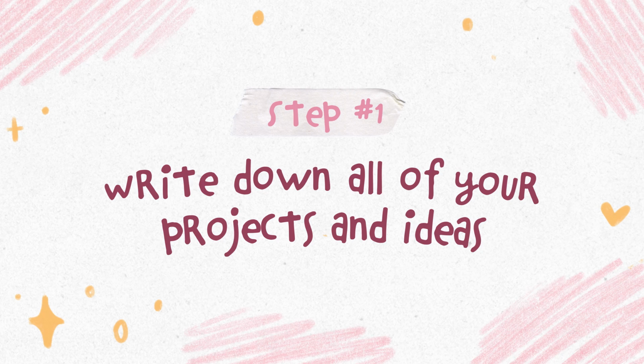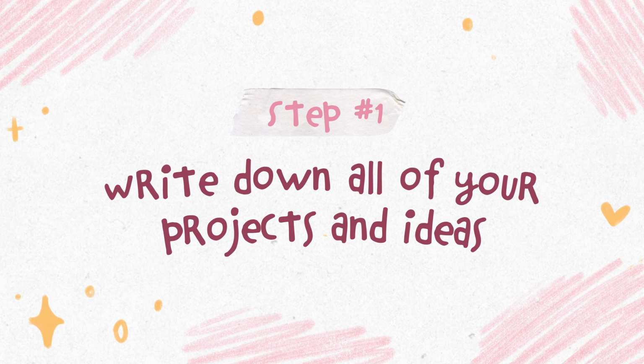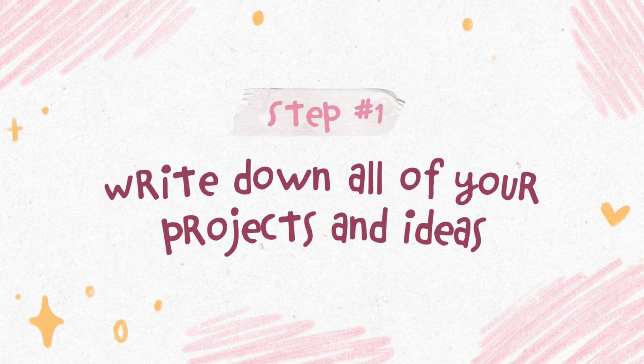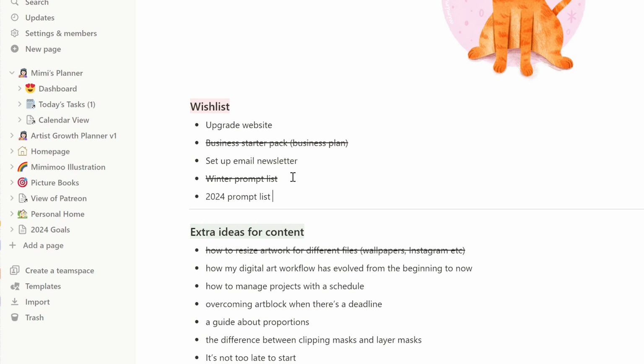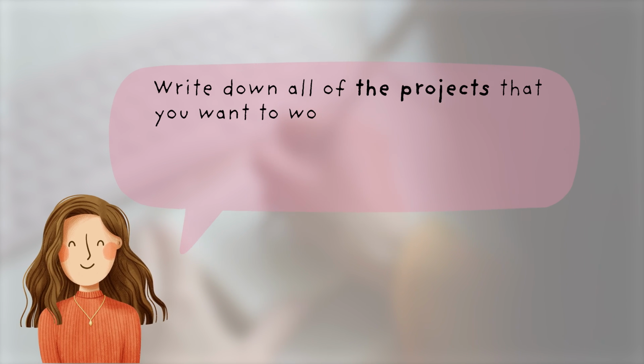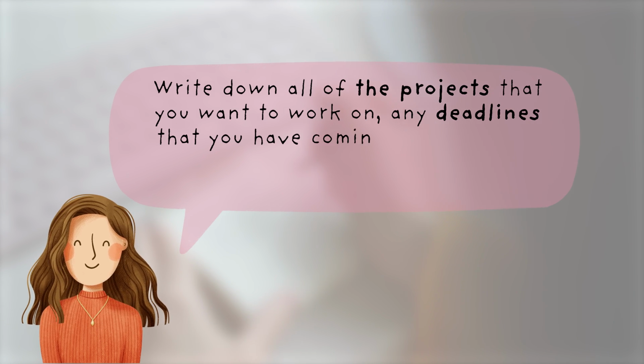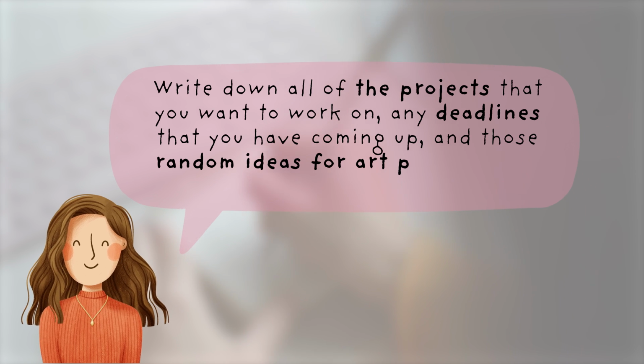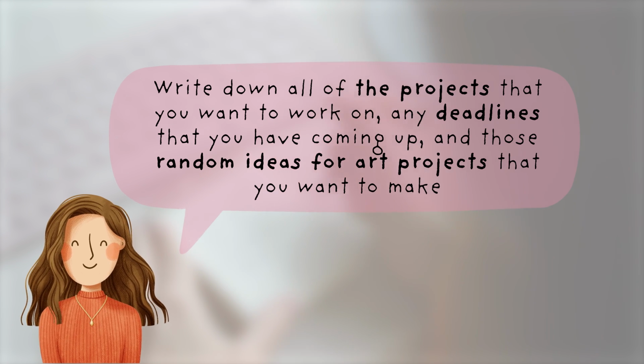Step 1. Write down all of your projects and ideas. This is an important first step before we plan anything, and there are lots of ways to do this. Personally, I like using Notion, but sometimes I write things down on paper first. The main thing is that you write down all of the projects that you want to work on, any deadlines that you have coming up, and any of those random ideas for art projects that you want to make.